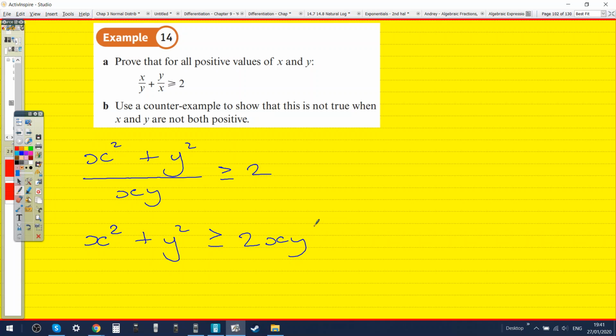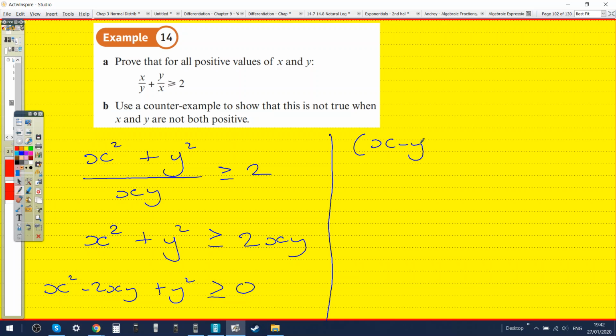I'm not really sure. I think you'd make 0 the subject. So x squared plus y squared minus 2xy. Yeah, I'll put that in the middle. Plus y squared. Can we factorize that? I think it's... Is that the same as x minus y squared? Is that right?